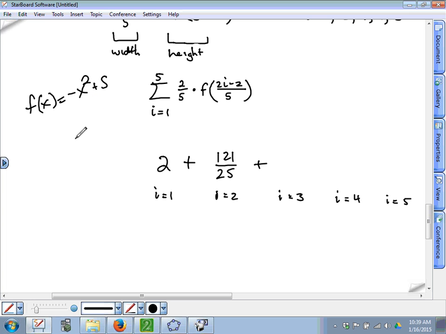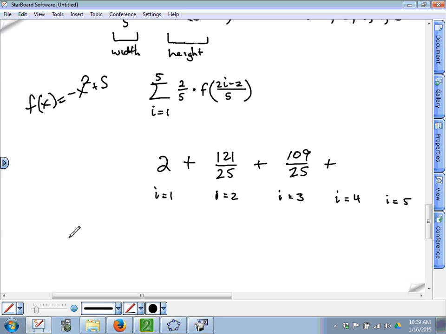All right, so you got 6 minus 2. So we're plugging in 4 fifths. 4 fifths squared is 16 25ths, but then it's negative, and we have to add that to 125 25ths. 125 minus 16, doing that in my head right now, is 109 25ths. Now we add that to when i equals 4.